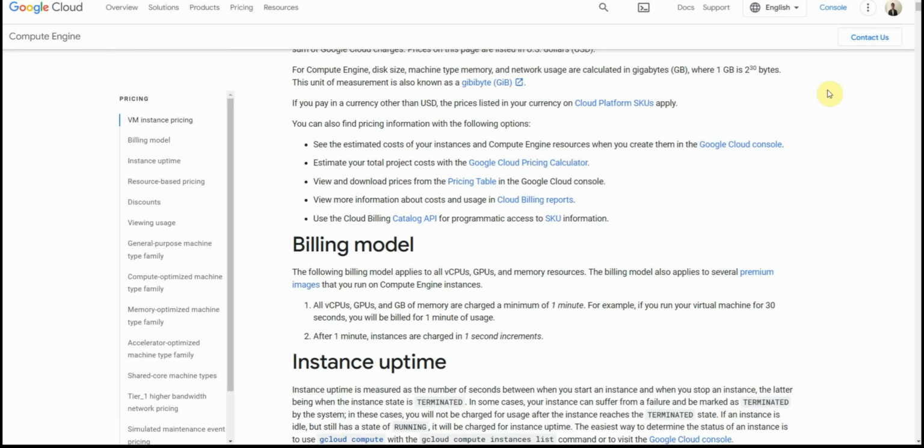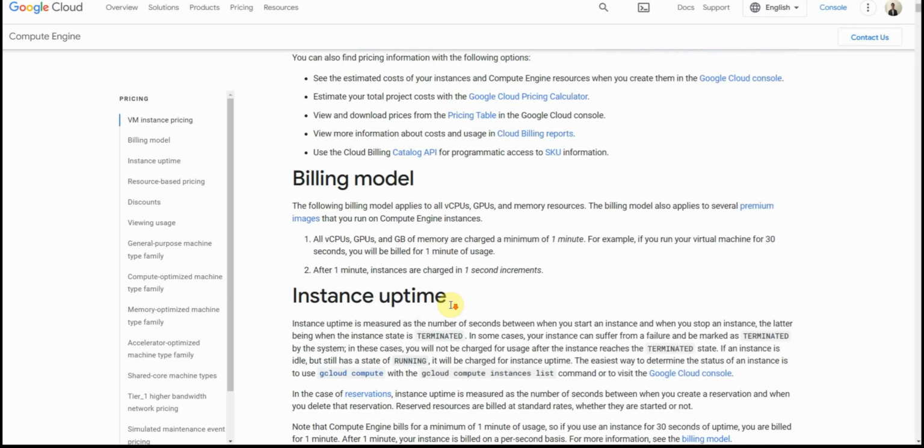I just want to talk a bit about the billing model. The way it works is you're charged on a per second basis, but the first minute is charged even if the period where the VM was running was less than a minute. After that, it's in increments of seconds. So it's a per second billing model based on the uptime.